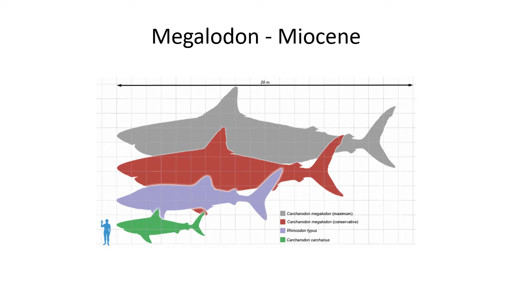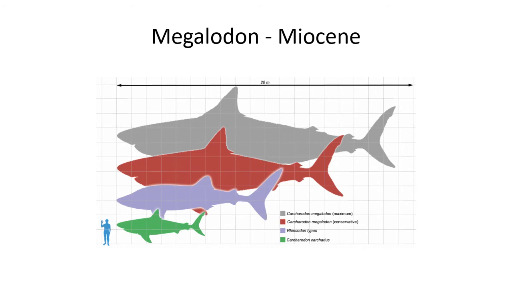So in this diagram, the green outline, that's Carcharodon carcharias. That's the modern day great white. In the purple, that's Rhincodon typus. That's the largest fish alive today, the whale shark, which are really cool and kind of harmless. And then we have a red and gray estimate of size for Carcharocles megalodon, a kind of conservative and a maximum estimate.